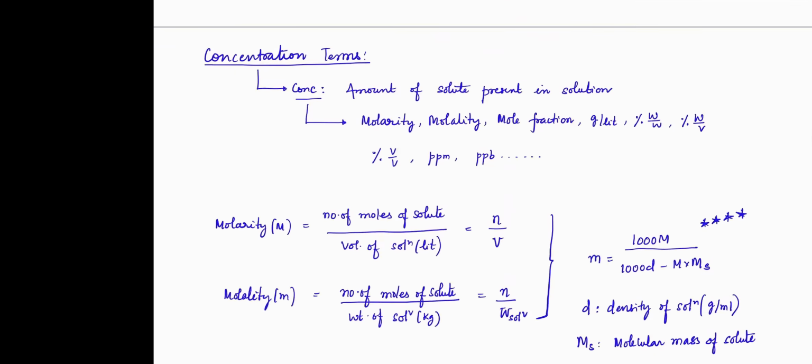As we go ahead, we need to introduce a few more important concentration terms. Although we have learned some of them in mole concept, let me quickly revise their definitions. Concentration implies the amount of solute present in the solution. It is also referred to as strength of the solution. Now, it can be expressed in various forms that include molarity, molality, mole fraction, gram per liter, percentage weight by weight, percentage weight by volume, percentage volume by volume, ppm parts per million, ppb parts per billion.